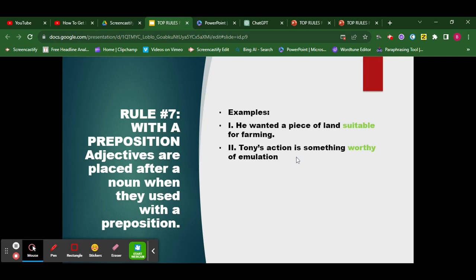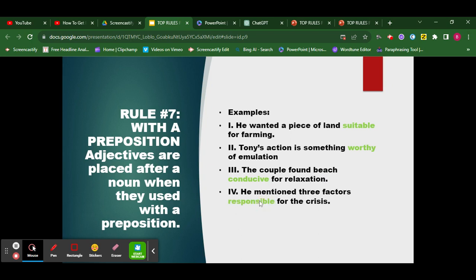Another example, Tony's action is something worthy of emulation. You cannot say it's a worthy something of emulation. No, it must come after the noun once it has to be used with the preposition. Tony's action is something worthy of emulation. Another example, the couple found the beach conducive for relaxation. Conducive for relaxation. So that is the rule.